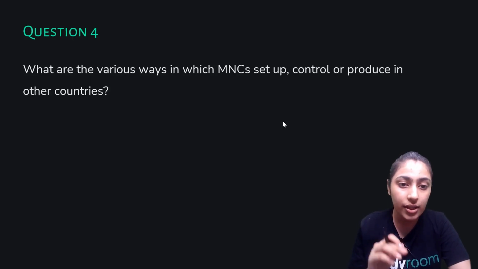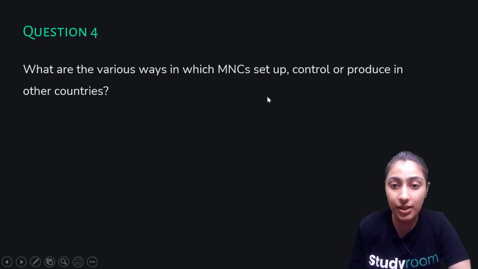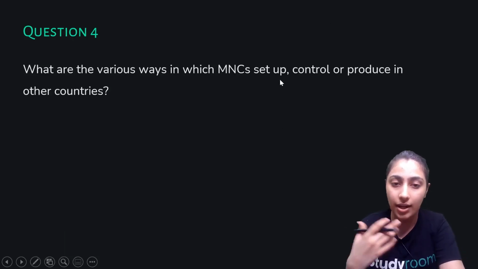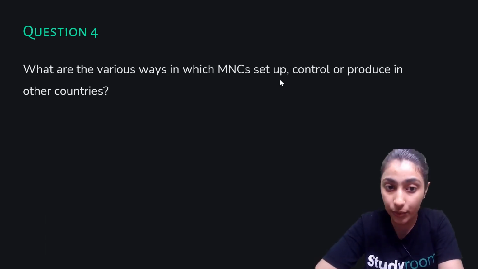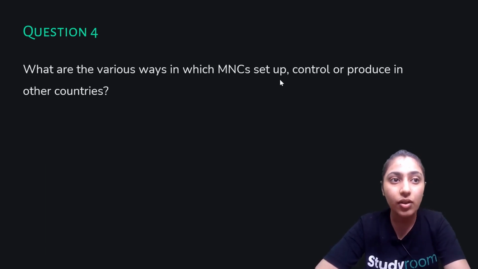Now, what are the various ways in which MNCs set up, control, or produce in other countries? So basically, now you have to write about MNCs. First is by a local production company placing orders of production with small producers, also by setting up partnerships with local companies. So these are the ways in which MNCs can set up, control, or produce in other countries.